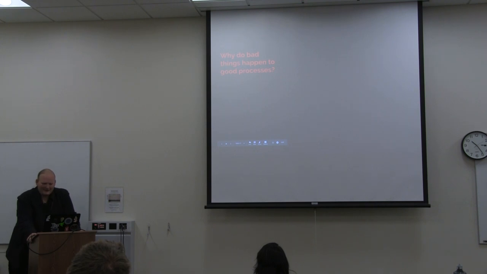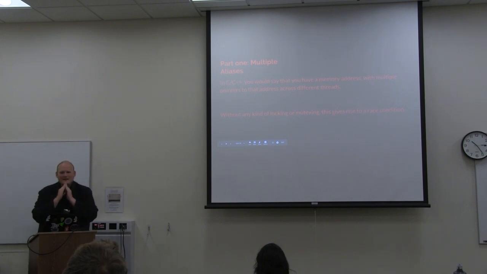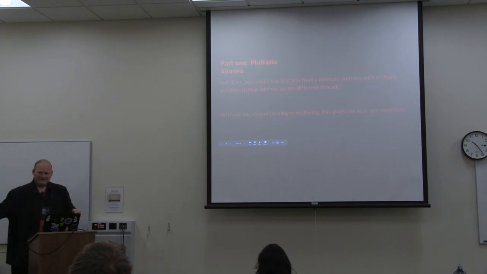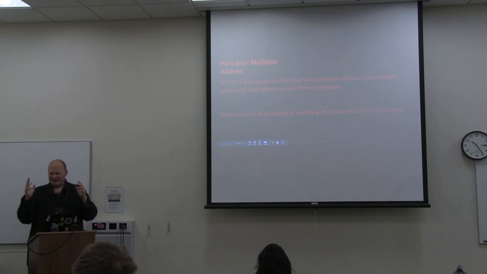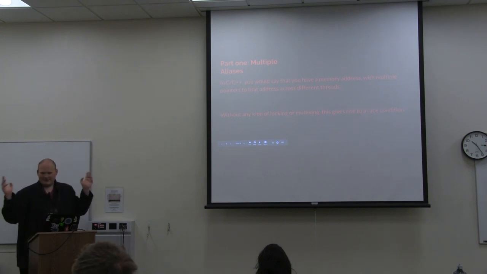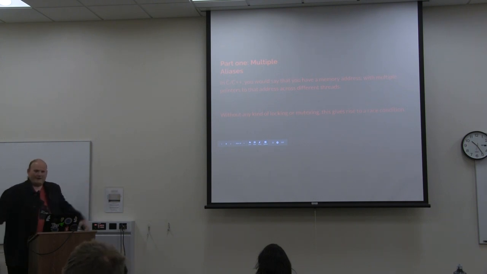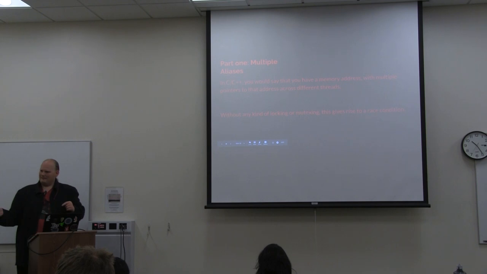So why do bad things happen to good processes? The fancy term for this is multiple aliases. How you would say that to a C or C++ developer is you have some number of threads that each have pointers to some memory address that's pointing to a structure or a class or a variable or whatever. And if you don't tell them to coordinate, they can stomp all over each other.